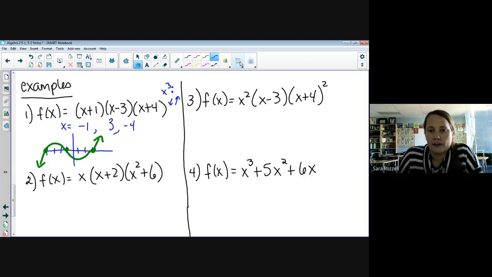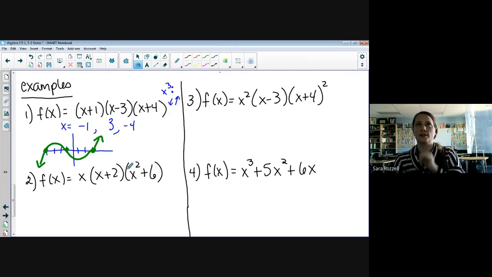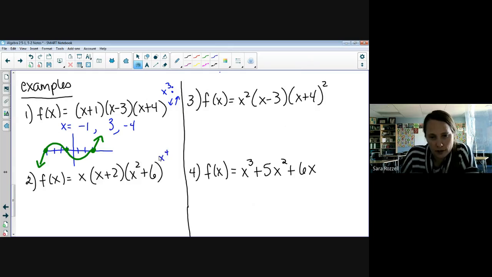We'll write our end behavior down first and then identify what our zeros are. What degree are you guys thinking on number 2? Let's see, we've got an x, and then x squared. X times x squared is going to be x to the 4th, right? X times x is x squared. Times x squared is going to be x to the 4th. Okay. So x to the 4th.